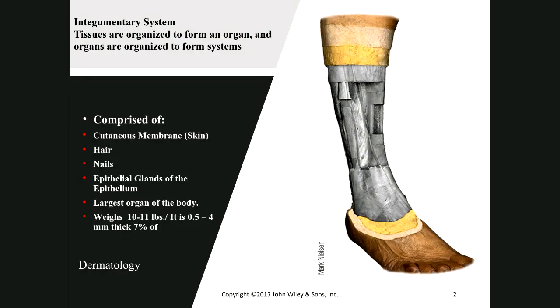Hi, today we're going to talk about the integumentary system. We've discussed in the past how tissues are organized to form organs and organs are organized to form systems. The organs of the integumentary system include the skin and some accessory structures, which include the hair, nails, and the epithelial glands.